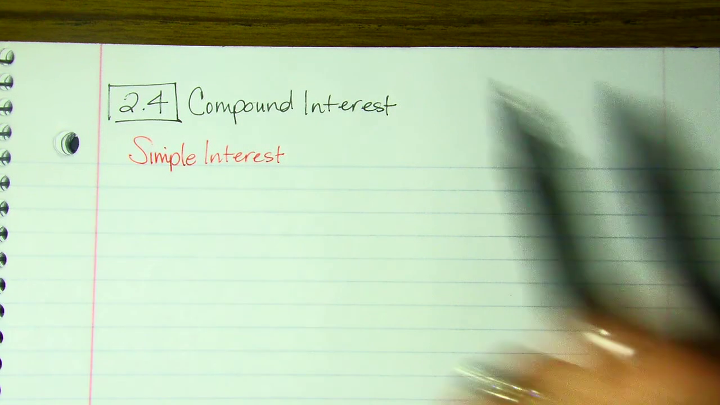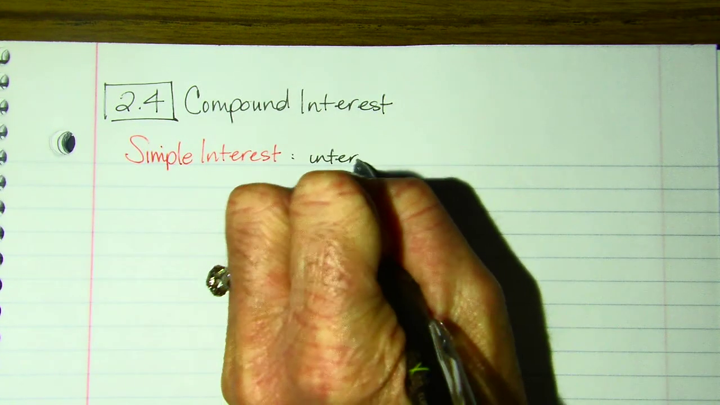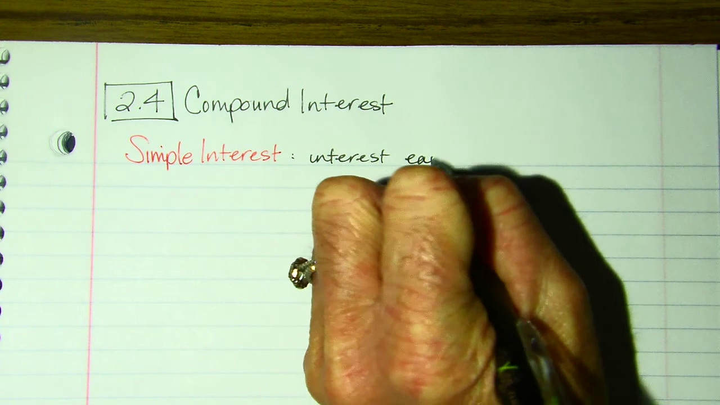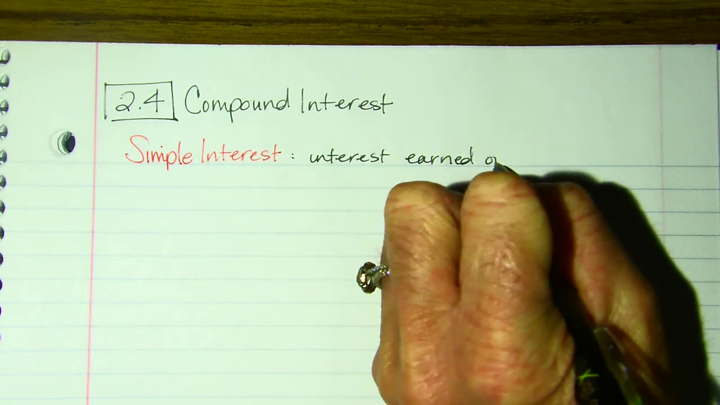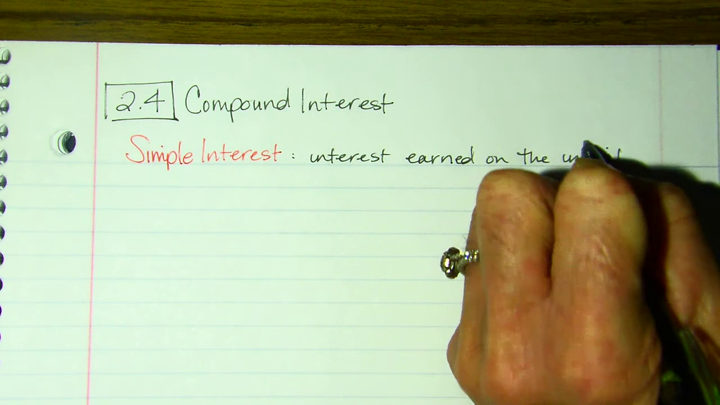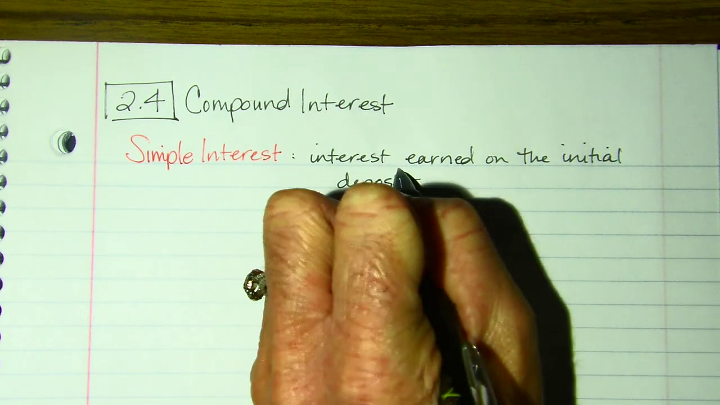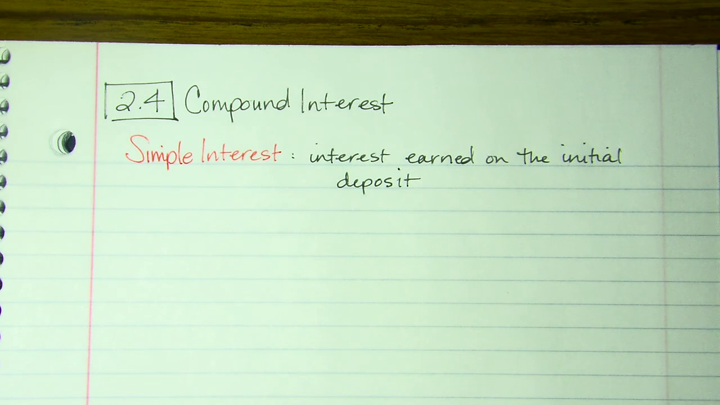And simple interest is simply interest earned on the initial deposit only. Okay, so simple interest is only money that you earn with your original deposit.